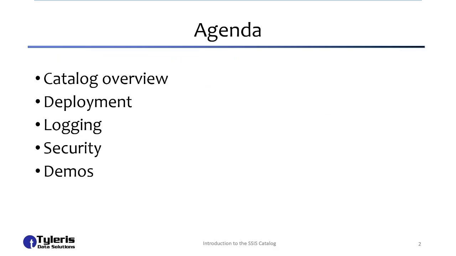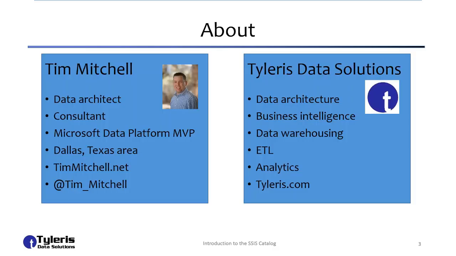Just a brief agenda. We'll talk about the catalog overview. What is it? Why would you want to use it? We'll talk about deployment, what the deployment story looks like, and what tools you can use for deploying to the SSIS catalog. We'll talk about logging. Admittedly, logging is not one of those exciting topics, but it is a core foundation of any ETL system and specifically integration services. We'll talk about what security looks like in the SSIS catalog. And finally, I've got several demos that will show you how to interact with the catalog, like I mentioned a little bit earlier.